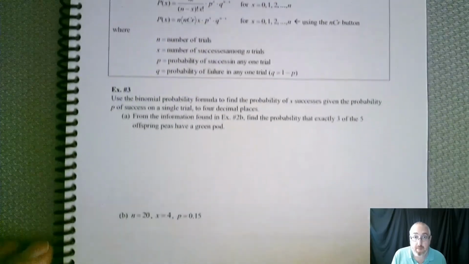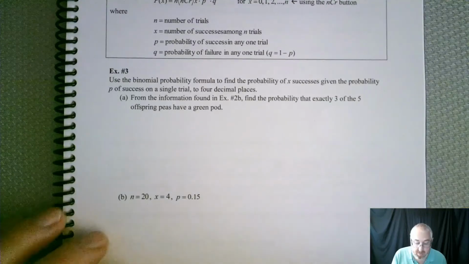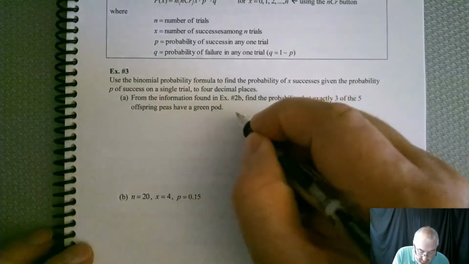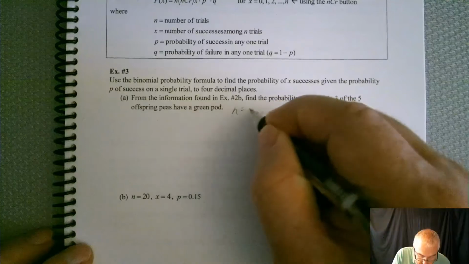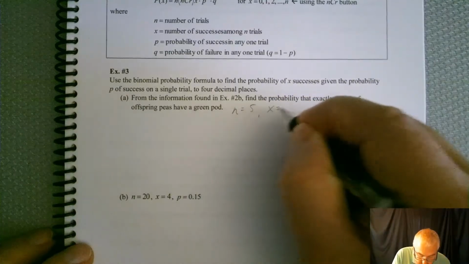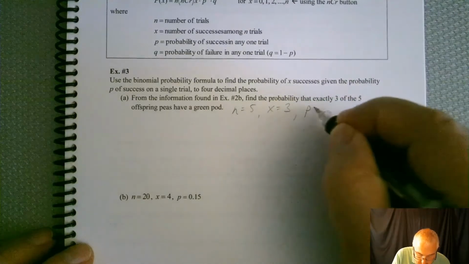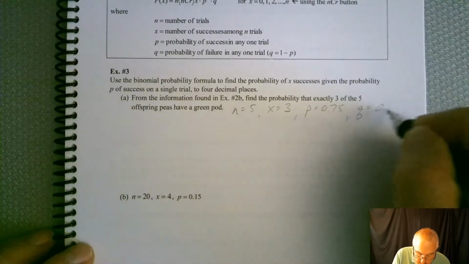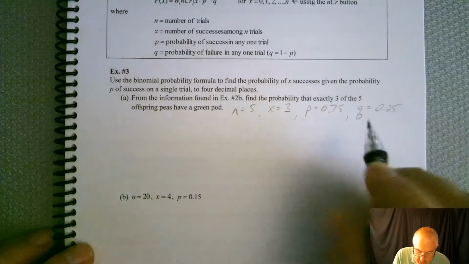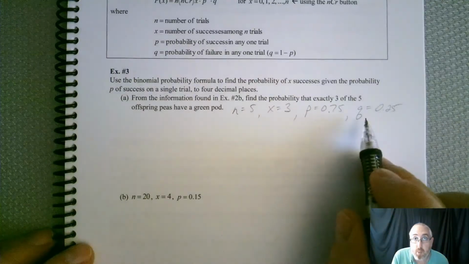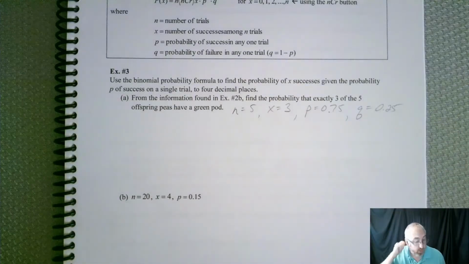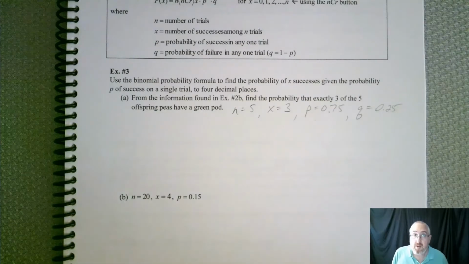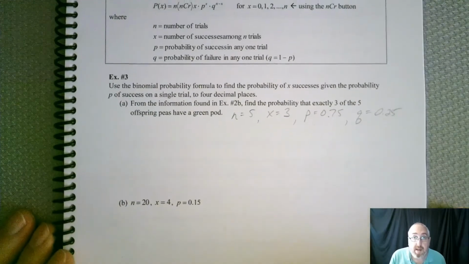Now, from that previous problem, we did have some values that we found. So we knew that n was equal to 5. We had x was equal to 3. P was 0.75. And q was 0.25. So again, we can see p and q have to add up to 1. So if we want to put these values into the formula, let me scoot back down a little bit.